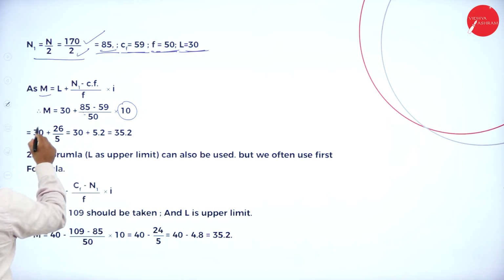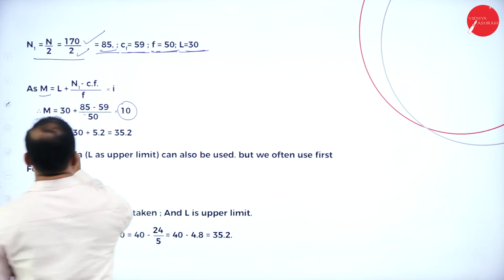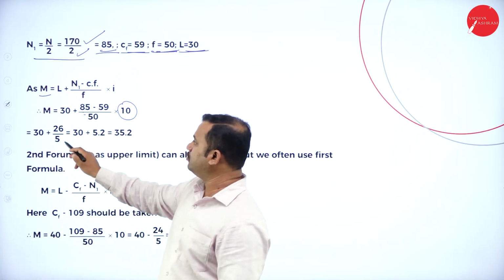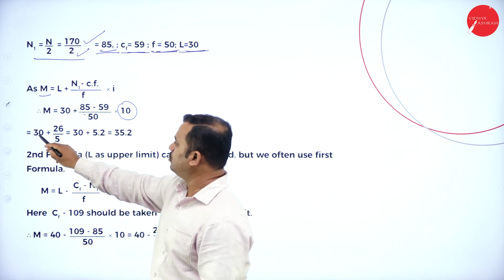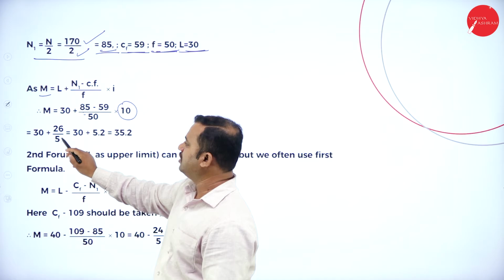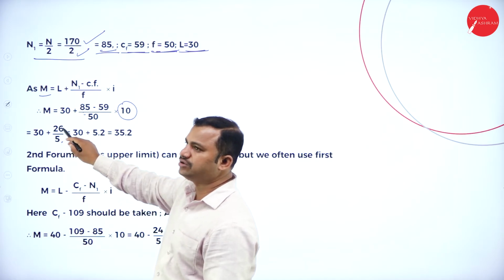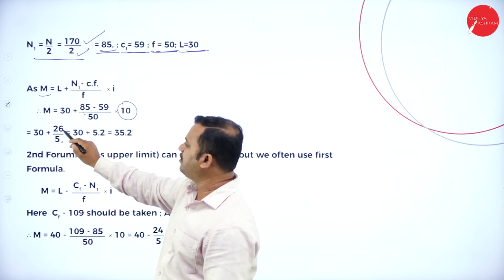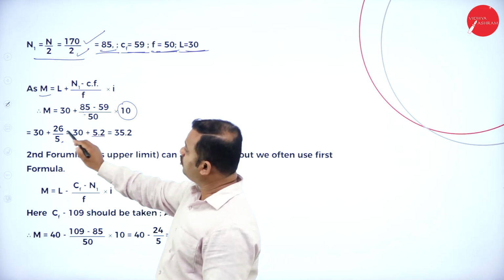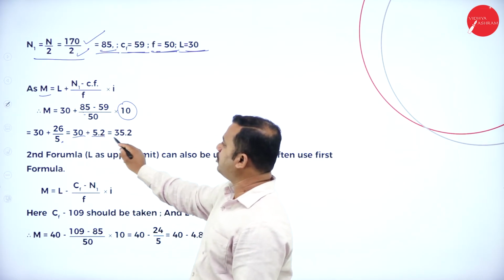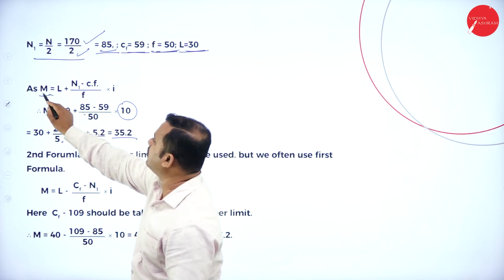So then, what is the value of L? Which is equal to 30. 30 plus 26 by 5. If I solve 85 minus 59, I'll get 26. So 30 plus 26 by 5. If I solve this, 5 5s are 25, so 5.2. 5.2 plus 30 is equal to 35.2. That is the value of median.